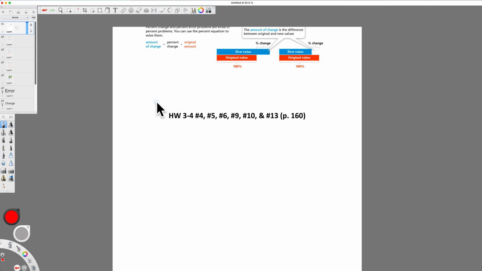So hopefully these examples will help you do the homework here. I assigned, what is that, 6 problems there. For each one, I should see either a percent equation or a percent proportion. And you decide, as long as you are showing your work appropriately, I will have no problems with it. So that is lesson 3-4.